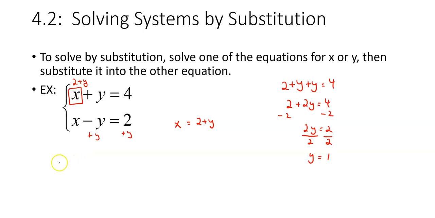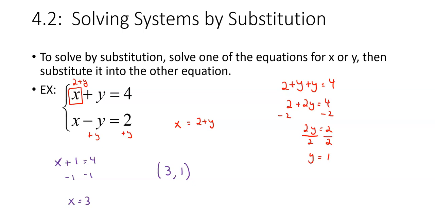So if y is equal to 1, let's go back to that top line. x plus, instead of y, we'll write 1. x plus 1 equals 4. Subtract a 1 from both sides. I get x equals 3. So I'm going to write my answer in ordered pairs. x equals 3, y equals 1. See if that works for the bottom line. 3 minus 1 is 2.